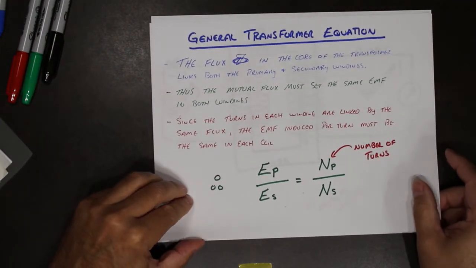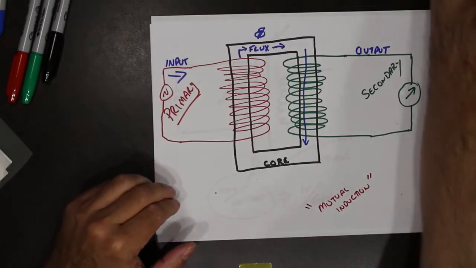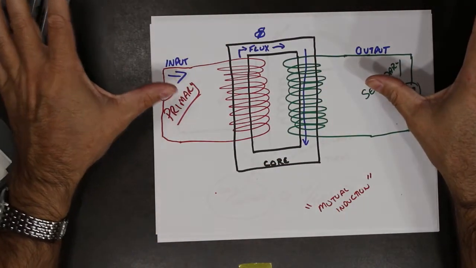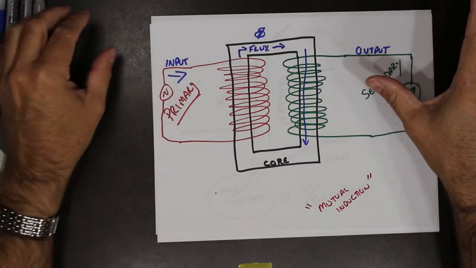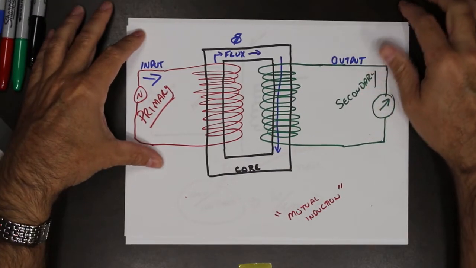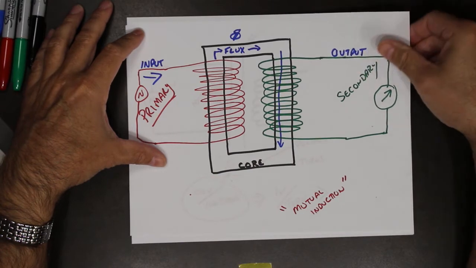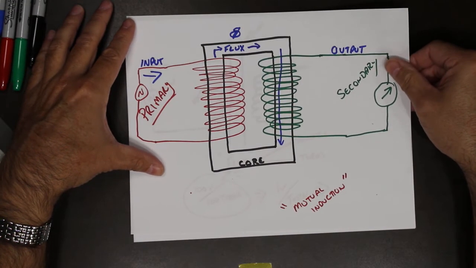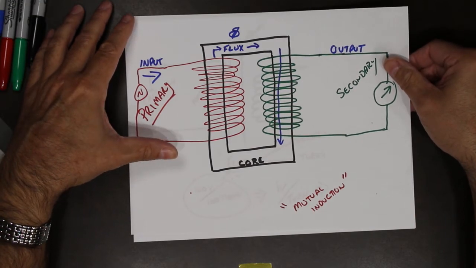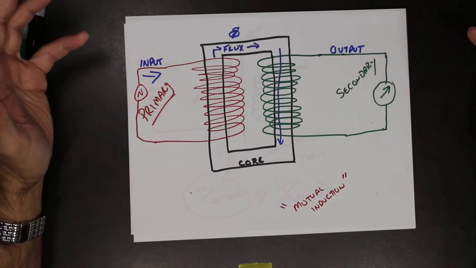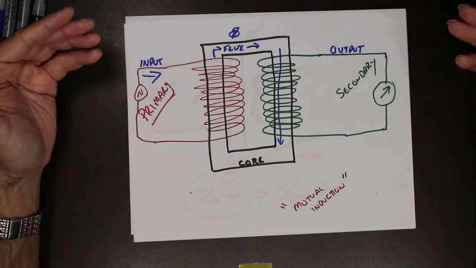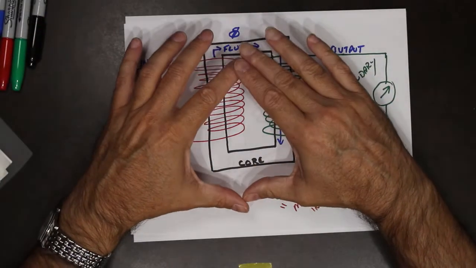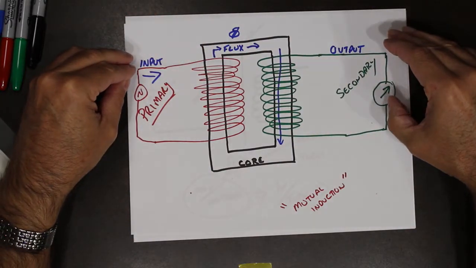That is the general transformer equation. Now, we are assuming a perfect system, what's known as an ideal transformer. And for the most part, what we're going to be looking at are such scenarios where it's an ideal transformer. No transformer is perfect. No machine is perfect. There are losses in this system.